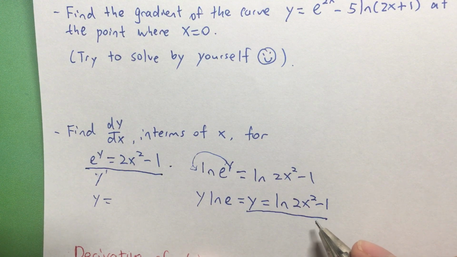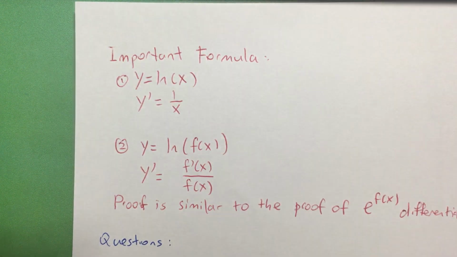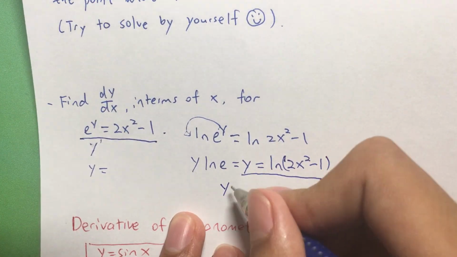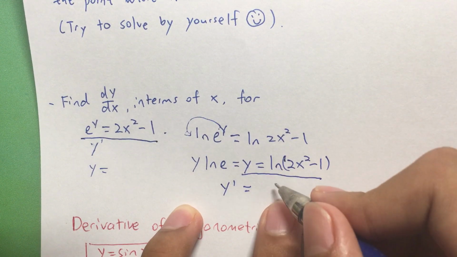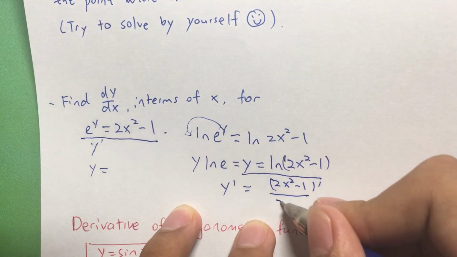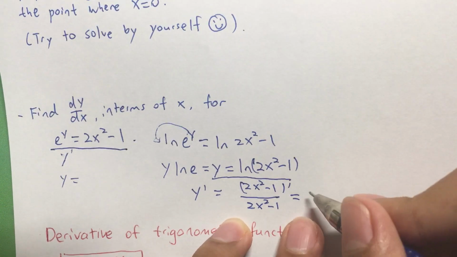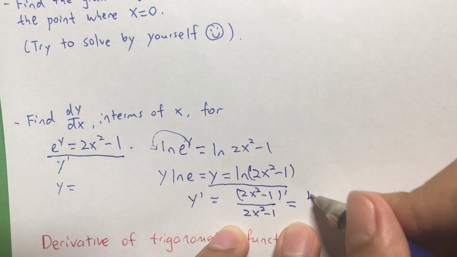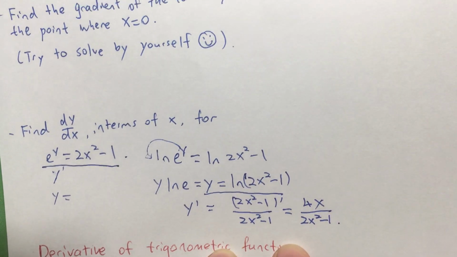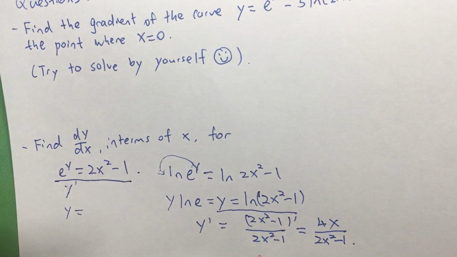And now we can do the differentiation by using the formula for ln f(x). So we have y dash equals the derivative of 2x squared minus 1, over 2x squared minus 1. And this is equal to 4x over 2x squared minus 1. And this is our answer for this question.